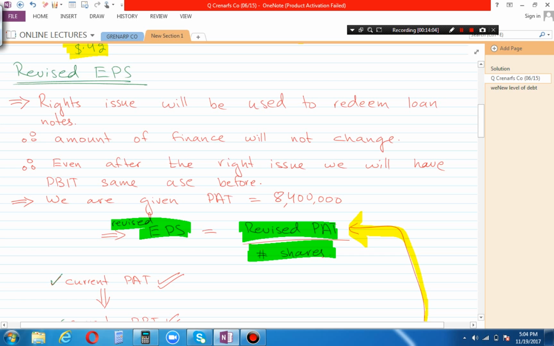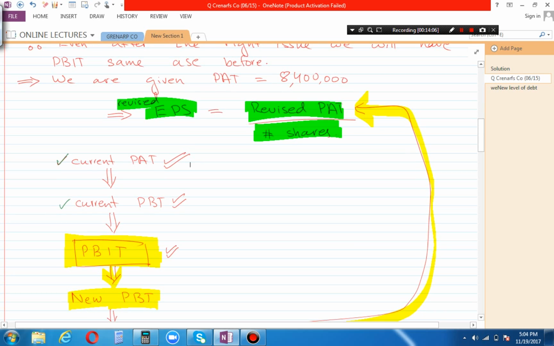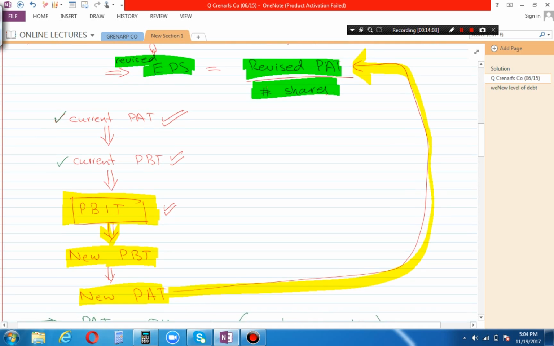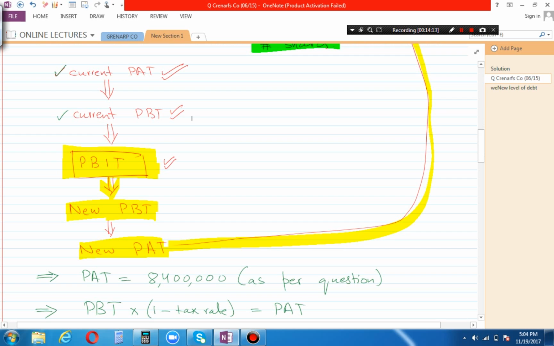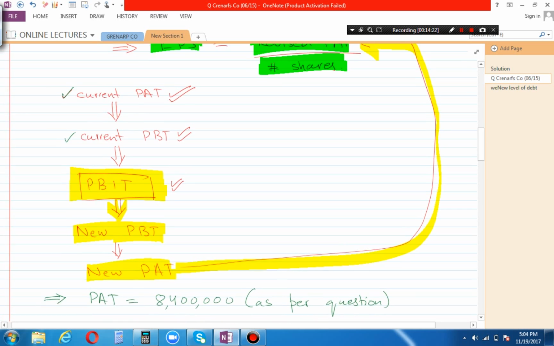So once you have your profit after tax, you will change that into profit before tax. You will calculate your profit before interest and tax. Then you will change that into the new profit before tax, then the new profit after tax, and this is basically our plan. So we are going to start it now.